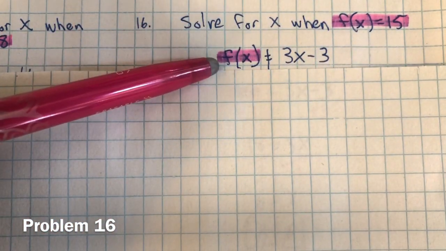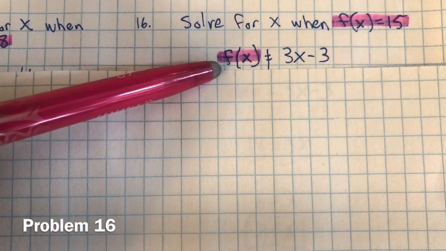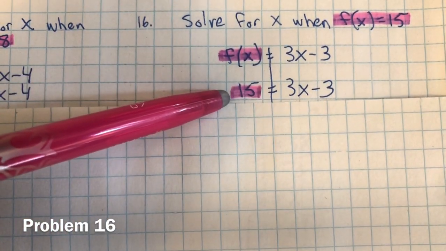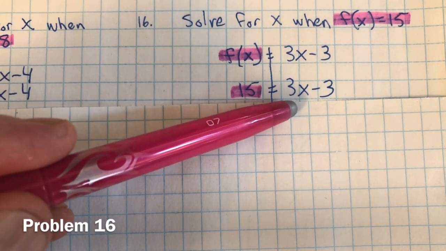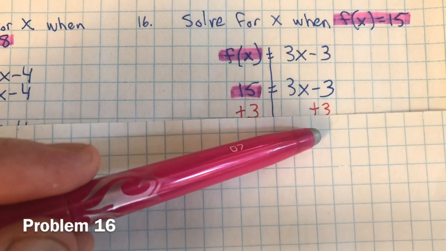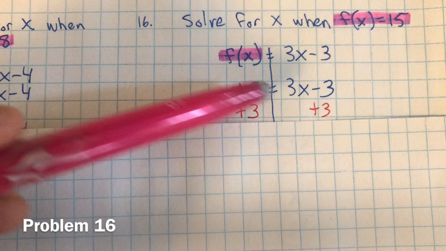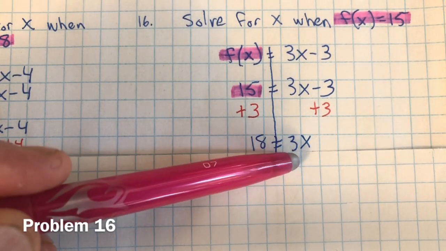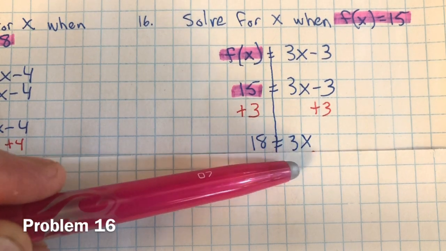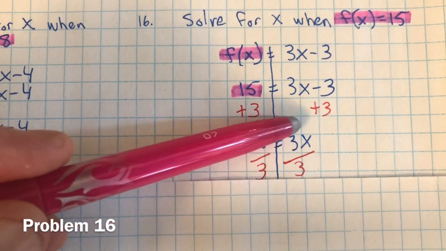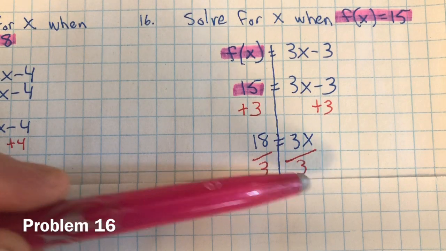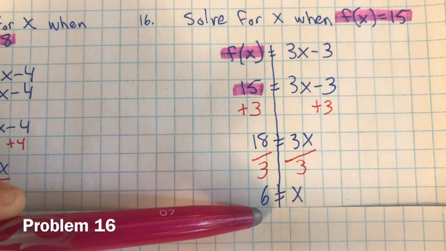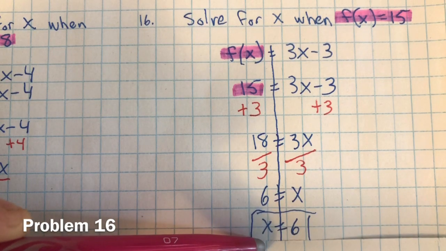Problem 16, solve for x when f of x equals 15. So we know the value of f of x. It equals 15, and we're solving for x. Now we want to get x by itself. Inverse property of subtraction is addition. 0 pair. 15 plus 3 is 18. Inverse property of multiplication is division, so we're going to divide both sides by 3. Created a giant 1. Now 18 divided by 3 is 6. So x equals 6.